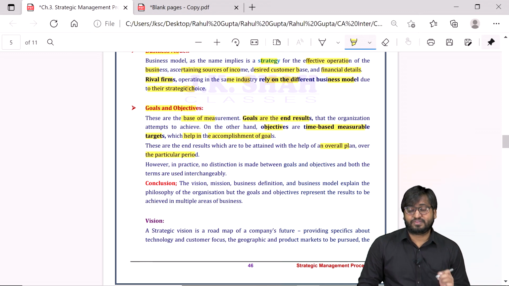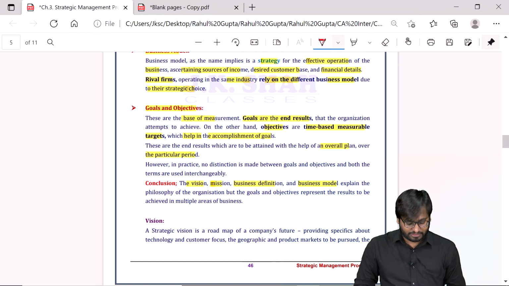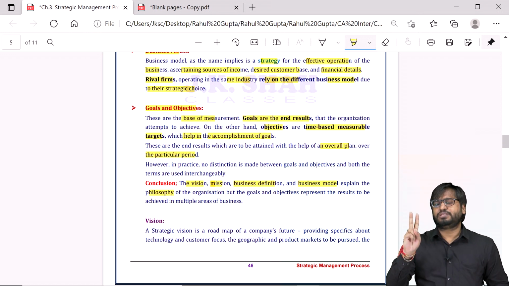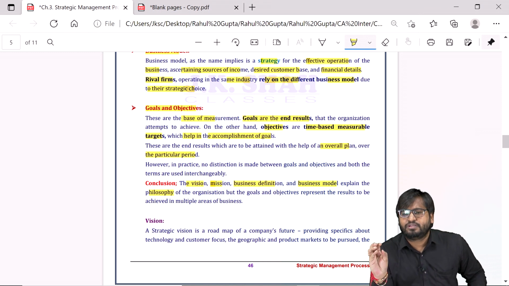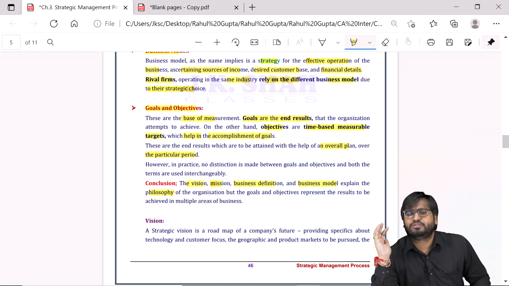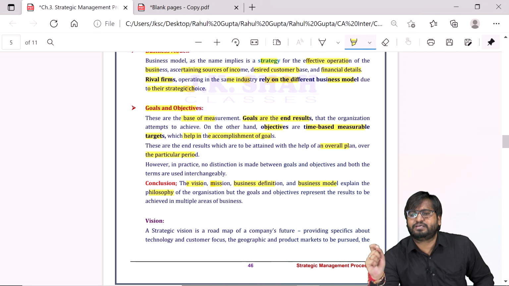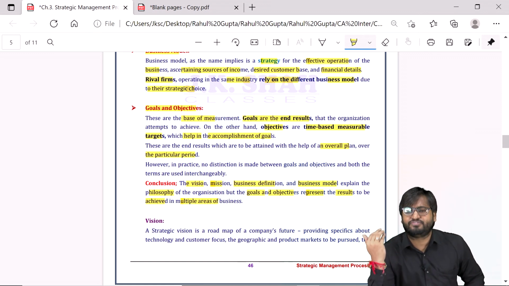Conclusion. This is something which I explained. Vision, mission, business definition, business model explain the philosophy of the organization. What is our thought process? What is the thought process of the organization? But goals and objectives will represent the results, what we were able to achieve. So goals and objectives will represent the results that an organization will achieve.